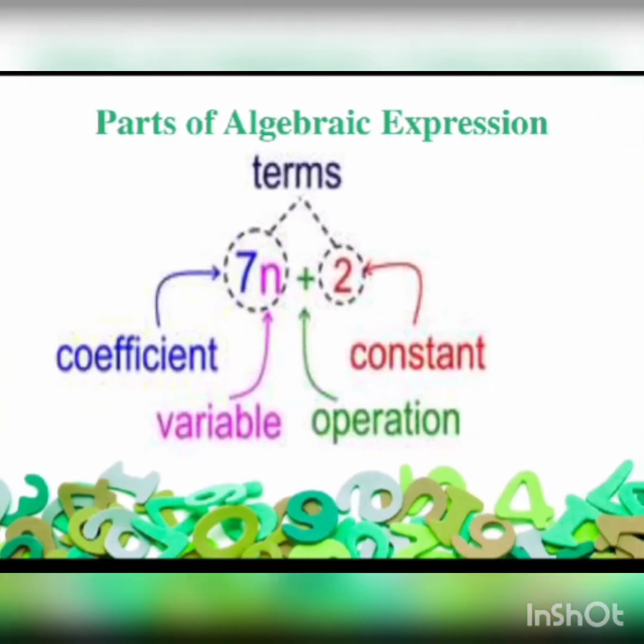Let's move on. Now part of an algebraic expression, we have terms. An algebraic expression doesn't include an equal to sign. Once it includes an equal to sign, it becomes an equation. So we have the coefficient here, which is 7. Then we have a variable, which is n. Then we have what we call the operation sign. Every algebraic expression has an operation sign. Then we have 2, which is referred to as what? The constant. So constants don't change, they are fixed numbers. Together we have what we call the algebraic expression.